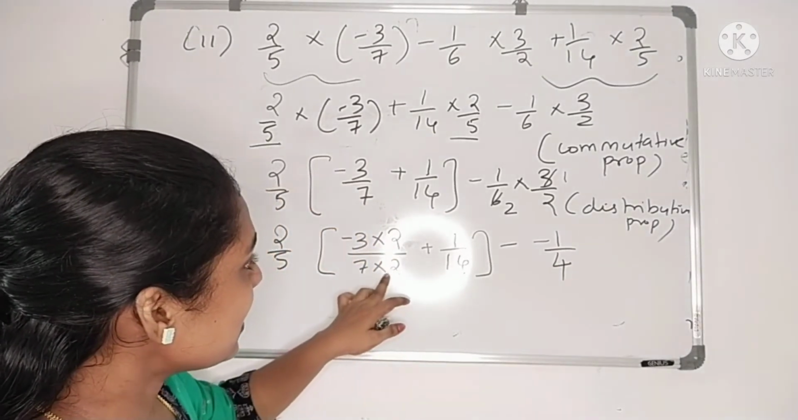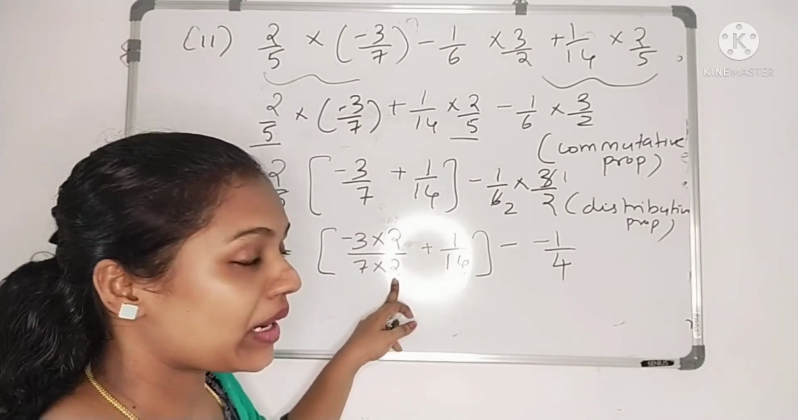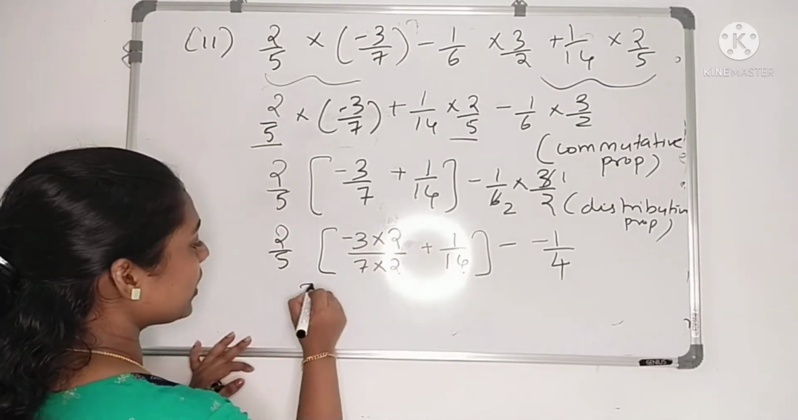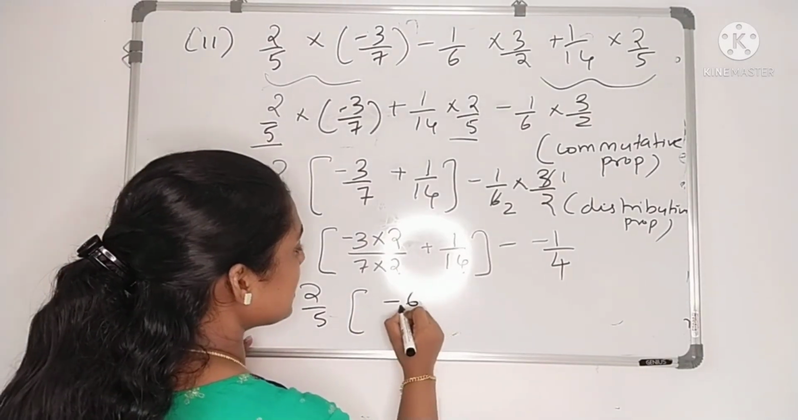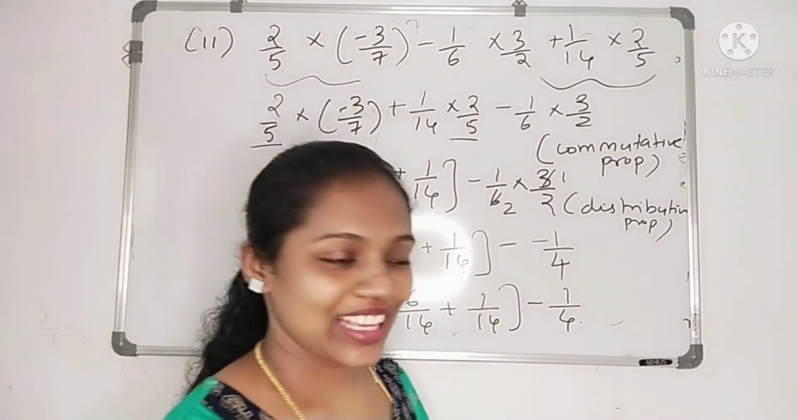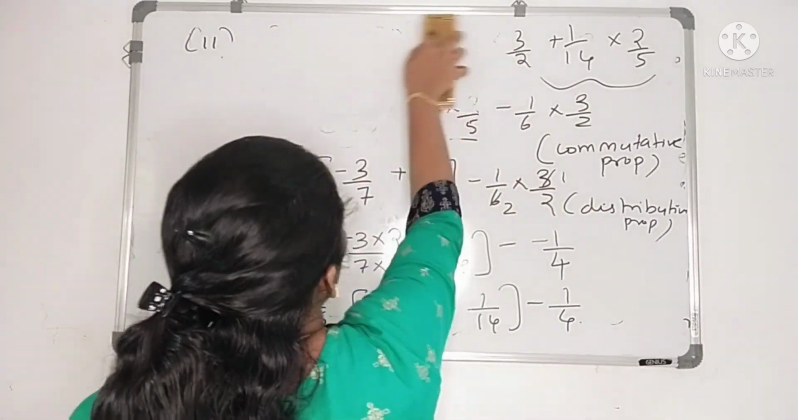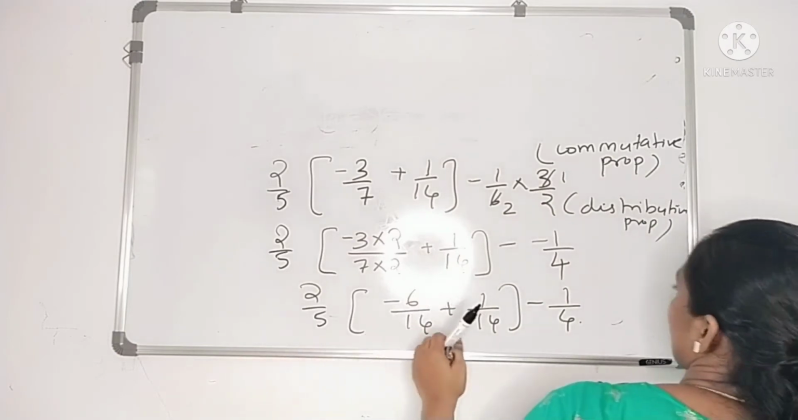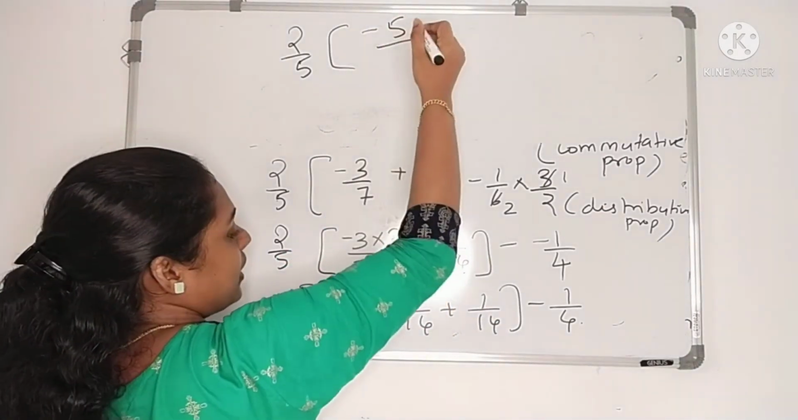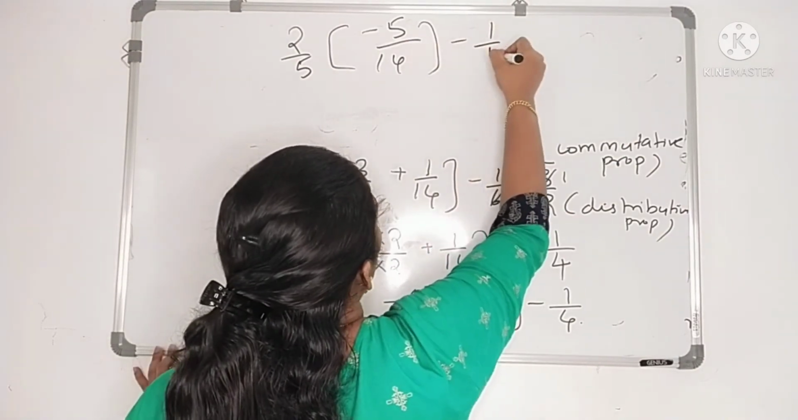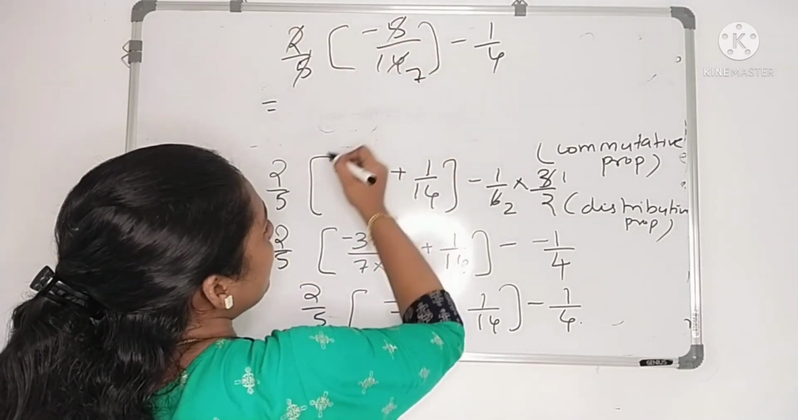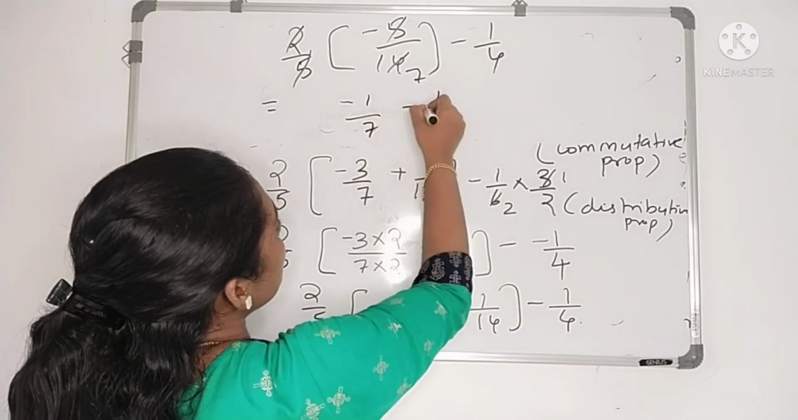Okay. So here I have written 7 into 2 equal to 14. So whichever number you are multiplying in the denominator, the same number you have to multiply in the numerator also. So minus 3 into 2. Okay. Now you can write 2 by 5 minus 3 into 2, 6, 14 plus 1 by 14 minus 1 by 4. Okay. So by solving this, you will get 2 by 5 minus 6 plus 1 equal to minus 5 by 14 minus 1 by 4. Okay. So you can see that you can cancel 5, 5, 2 ones are 7, 2s are 14. So minus 1 by 7 minus 1 by 4.